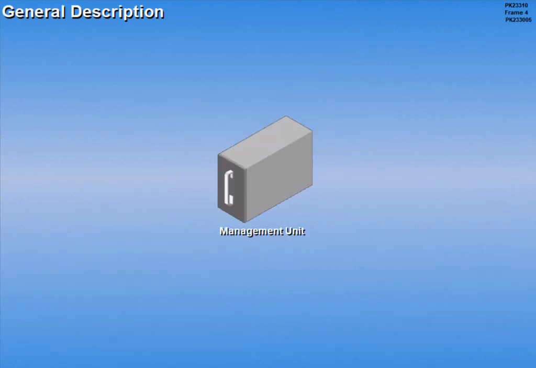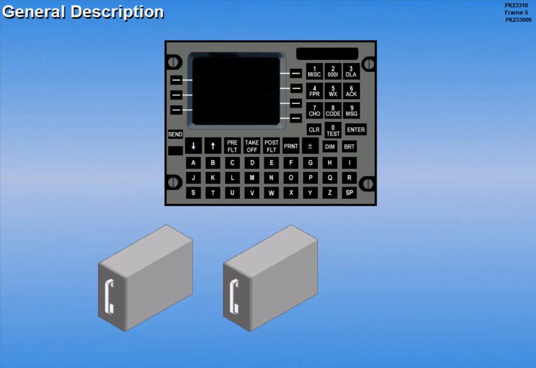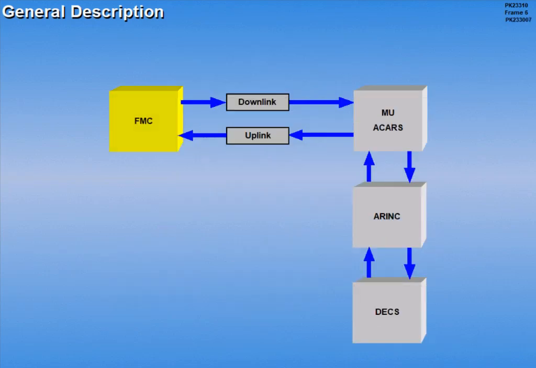The management unit gathers and processes all data for transmission to a network of ground stations. The management unit is located in the radio rack. The ACARS system transmits and receives data through a third VHF transceiver, dedicated to ACARS on a discrete frequency. The FMC interfaces with and through ACARS to uplink and downlink information with DEX and with ARINC.